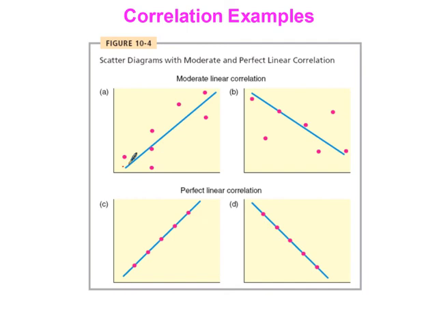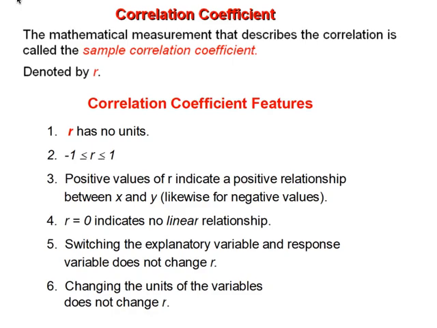Now, the only difference between A and B is that this would be a positive moderate correlation, and that's only because the line from left to right is going up. This would be a negative correlation. Here I've got a positive perfect correlation. All those dots fit on the line. Here I've got a negative perfect correlation.